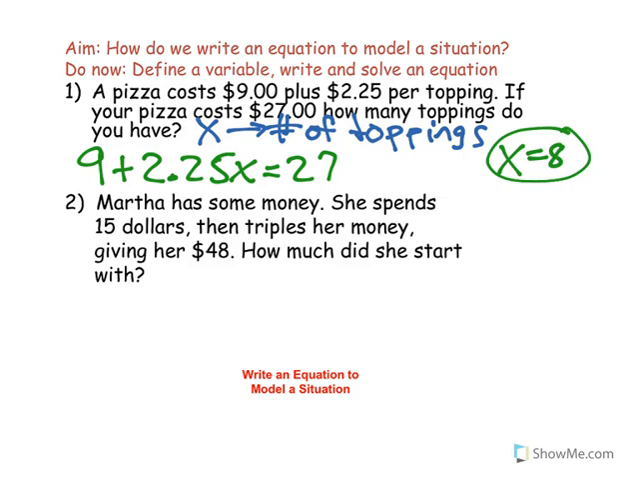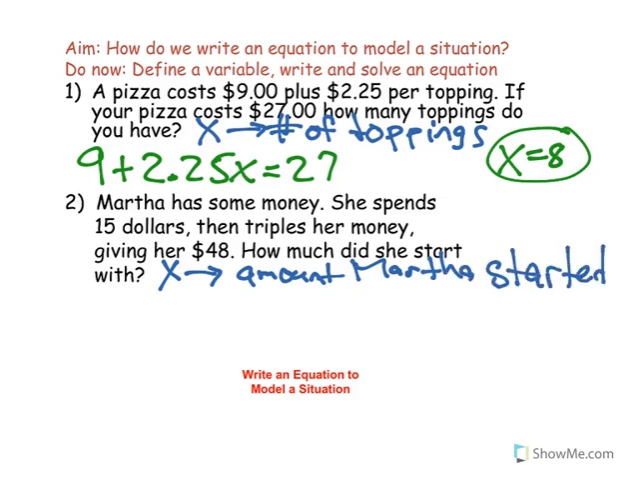Number 2, Martha has some money. She spends 15, then triples her money, giving her 48. How much did she start with? So generally that question at the end gives us our let statement, right? How much did she start with? X is going to be the amount of money that she started with. And that will allow us to write the equation. So she starts with X money.